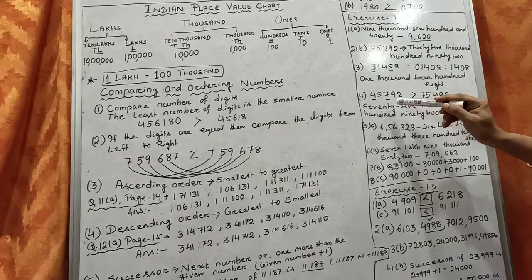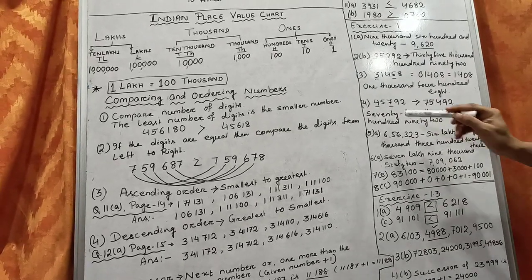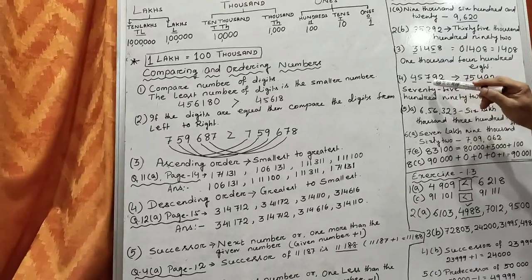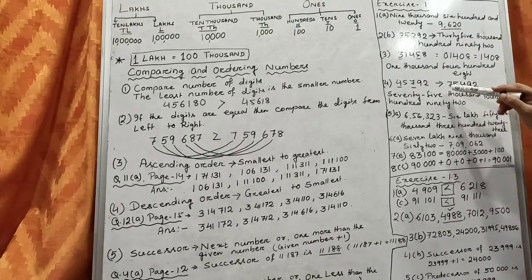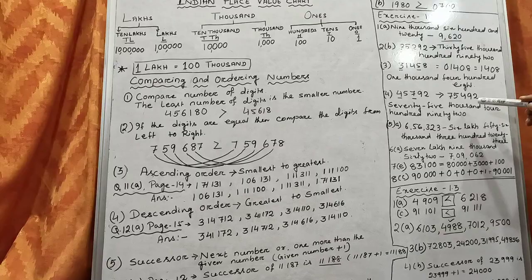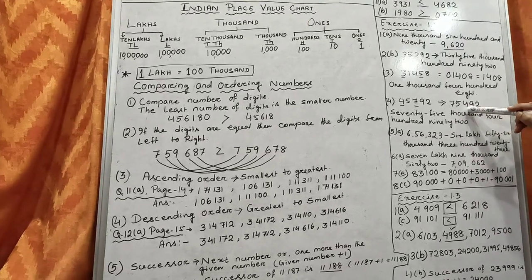The next question is which number is formed if 4 and 7 are interchanged? Here one number is given, 45,792. The question is interchange 4 and 7. That means 4 comes to 7's place and 7 goes to 4's place. So the number is 75492. And how to read this number? This is 75,492.